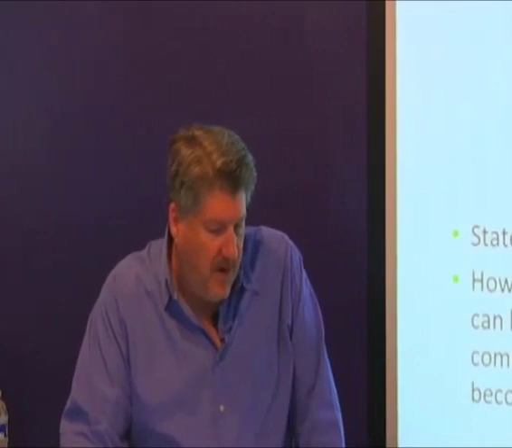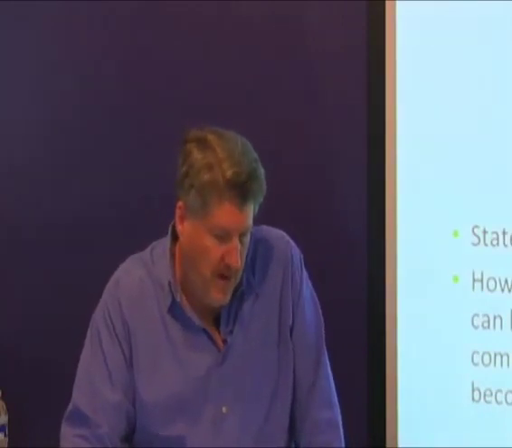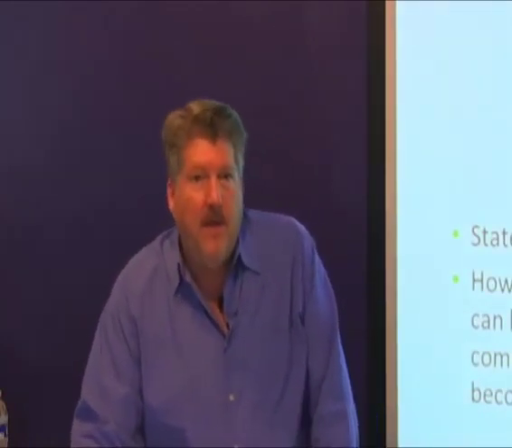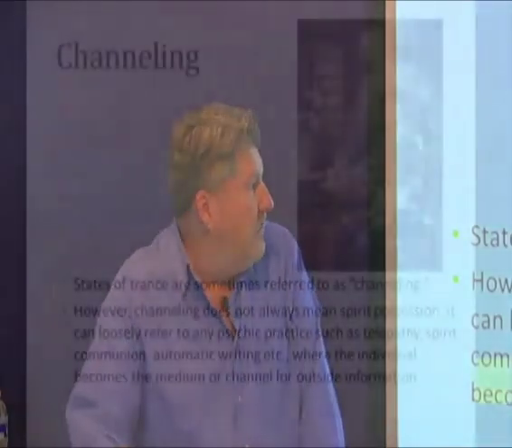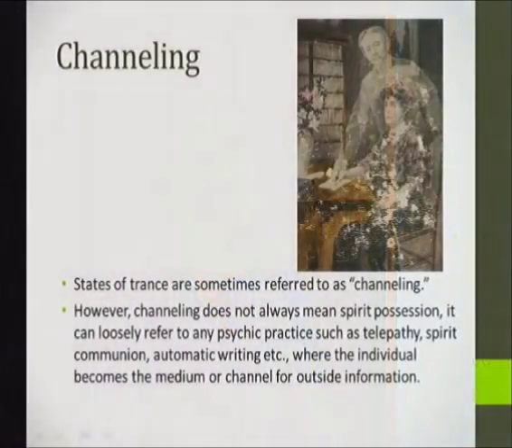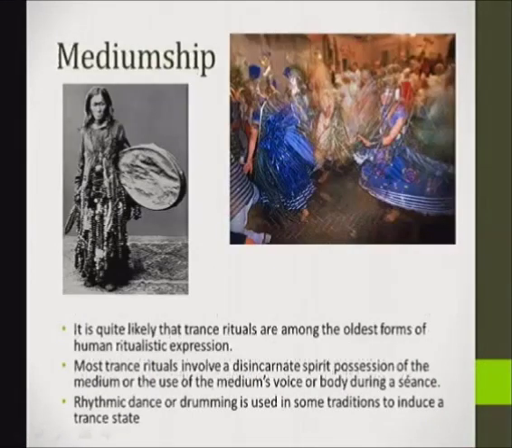This is oftentimes brought about through rhythmic dance or drumming. And that is used to create a trance-like state. So you can see here in these pictures, this is a candomblé ceremony in Brazil, in Bahia. And this is a shaman of a Siberian tribe, where drumming is used to create the altered state.